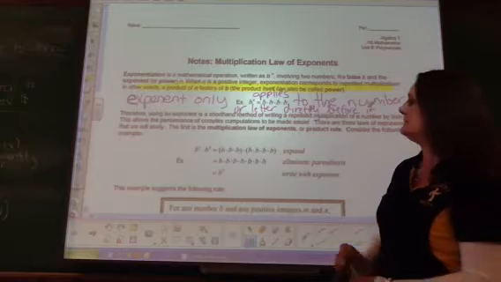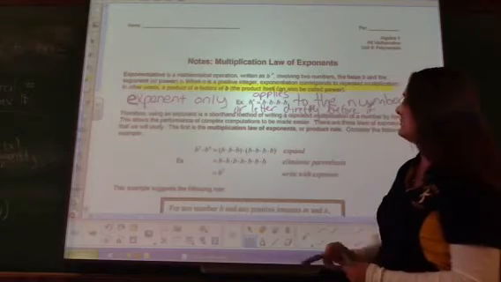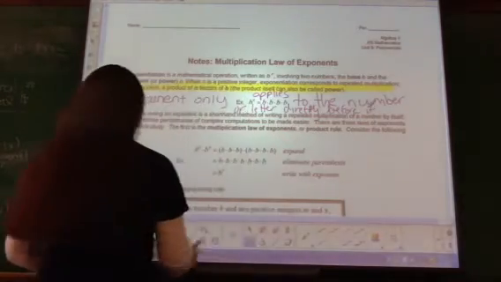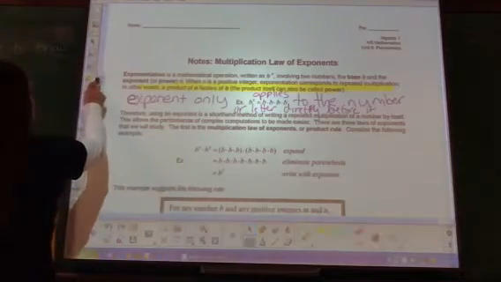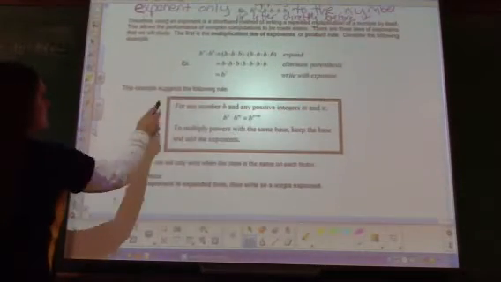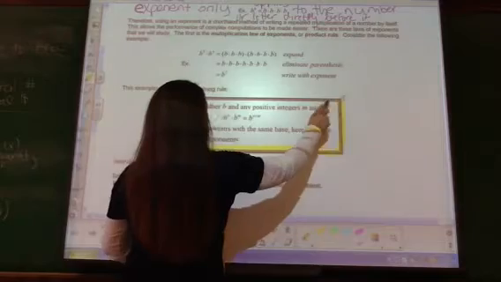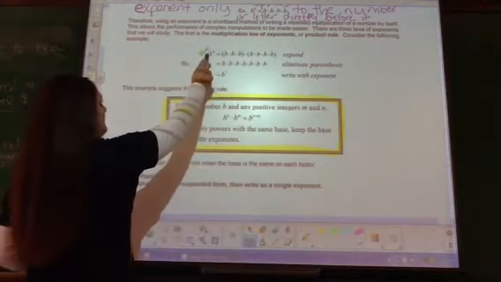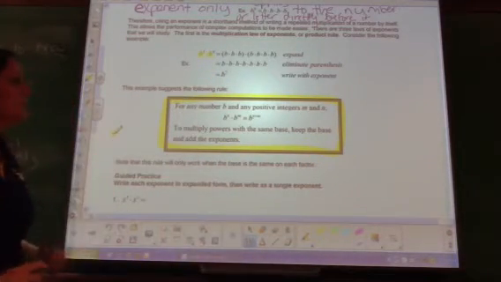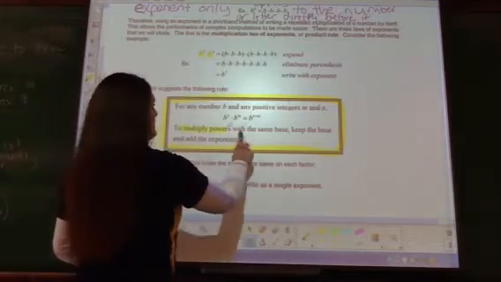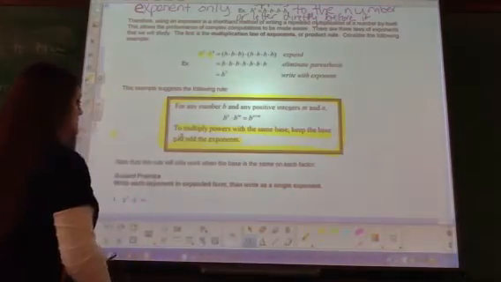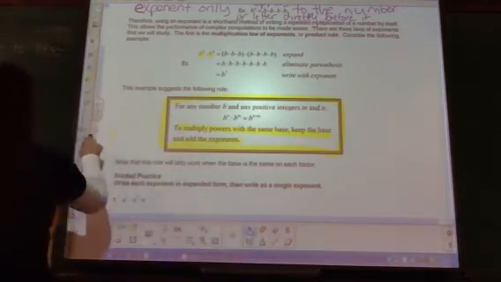Unless you have parentheses. So if we're using the exponent rule, we're going to use rules. First of all, if we're multiplying, we're going to keep the base the same. We have the same base. We're going to add exponents. So multiply with the same base, add the exponents. So let's look at a couple of examples.